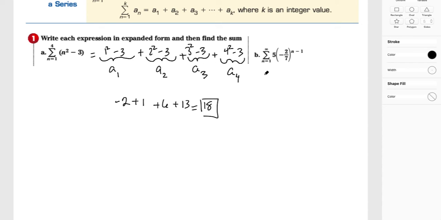Let's go ahead and look at this next one. So if I wanted to calculate this, now this is going all the way up to infinity. So writing it out is not going to be the way to do this problem.